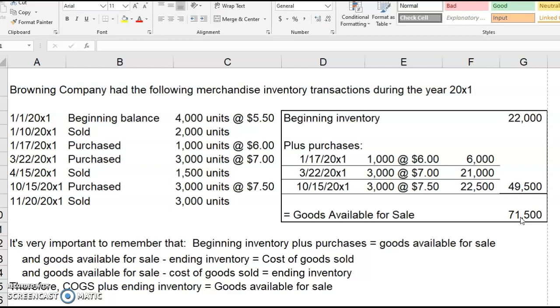When we come back in the next video, we'll start working with the FIFO cost flow assumption and see if we can figure out how to apply the cost of the goods that were sold in each of the 3 sales they made during the year, and how under FIFO we will apply the cost of the goods that were not sold in each of those sales.